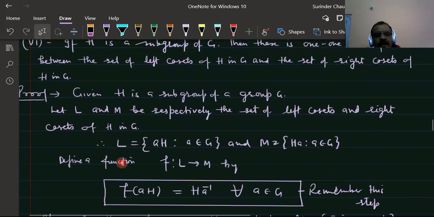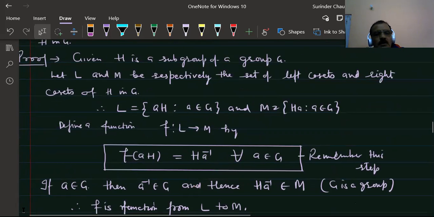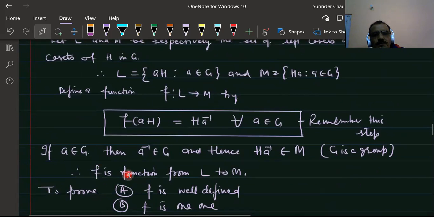Now let's define a mapping f from L to M by f of aH is equal to Ha inverse for all a in G. If a belongs to G, then a inverse also belongs to G, and hence Ha inverse also belongs to M.